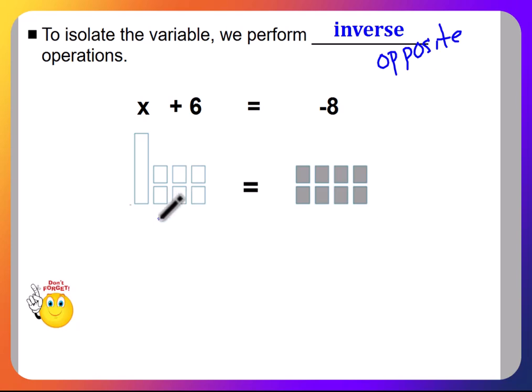Okay, so if we have 6 positive unit tiles here, what is the opposite of 6 positive unit tiles? 6 negative unit tiles. So to isolate our x tile, to get it by itself, we can add 6 negative unit tiles. And if you'll recall from when we did our integers unit, a positive and a negative make a 0 pair, right? So if we have 6 positives and we add 6 negatives to that, it's going to cancel out. It's going to 0 out. And it leaves us our x tile by itself. Our x tile is now isolated. And that's what we want.